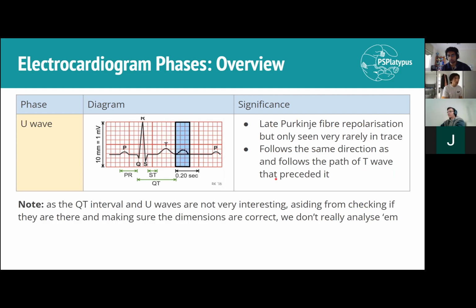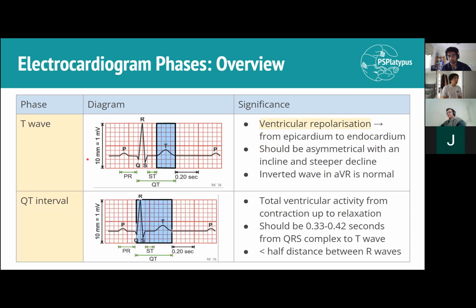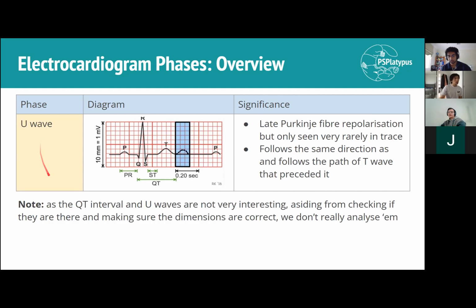All right, finally, U wave. I had to draw it in because it wasn't actually part of this diagram, and it's for a good reason, because it generally isn't seen. It represents a little bit of late Purkinje fiber repolarization, but it's very rarely seen. If it's there, it should be after the T wave, and it should follow the same direction. However, note that for the QT interval and the U wave, because either they're not seen at all, or they're not very interesting in terms of pathology, I'm not going to include them in the analysis section. The main parts we're going to be looking at are the other ones before it.